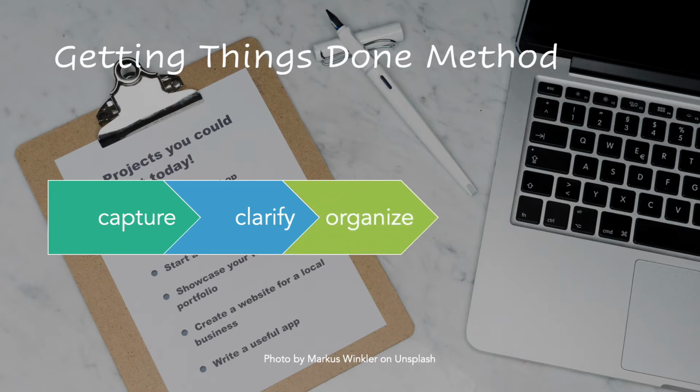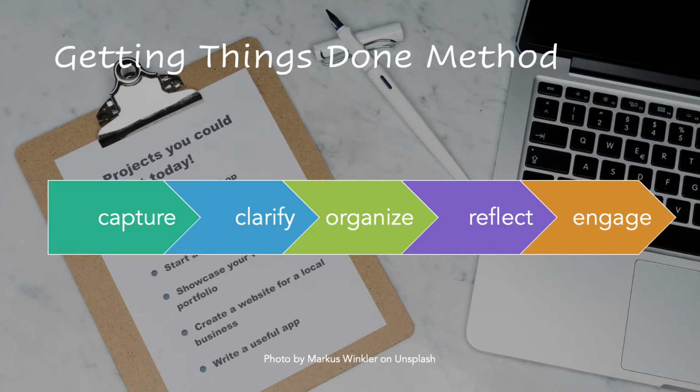Organize your actions. Prioritize your list according to what you need to get done and when. Reflect. Review your list of actions frequently to determine your next priority. Cross off tasks you have accomplished and update your list. And finally, engage. Take the actions you can complete right now.